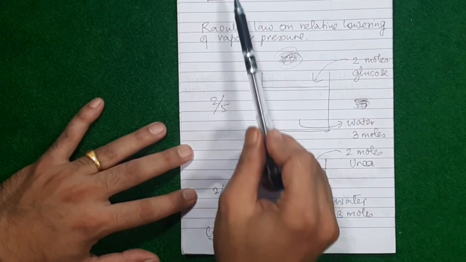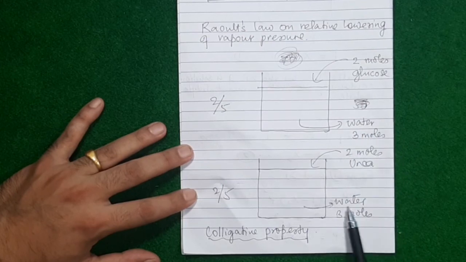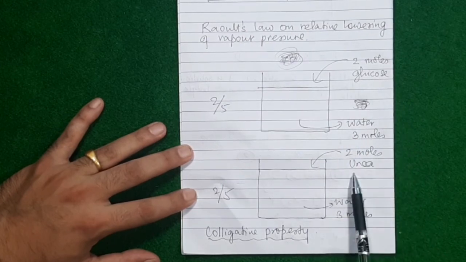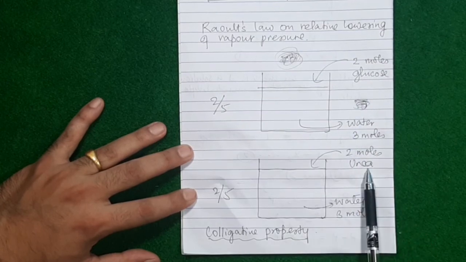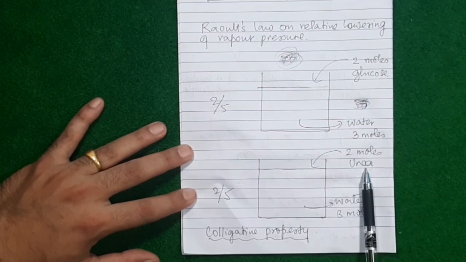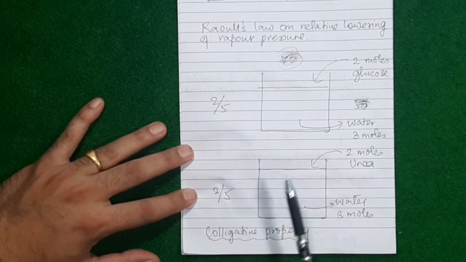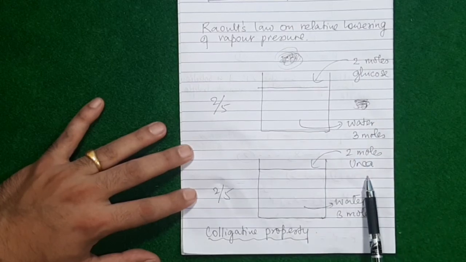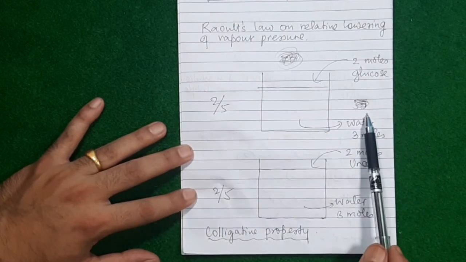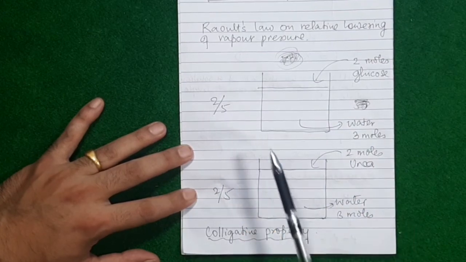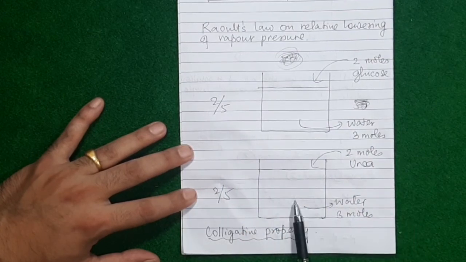So that means the relative lowering of vapor pressure of any liquid will not depend on what you have added. Whether you add glucose or urea or sucrose or fructose or galactose, any non-volatile non-electrolyte solute you add, as long as you add the same number of moles, as long as you have the same mole fraction of the solute, as long as you add the same number of particles of solute, the relative lowering of vapor pressure of this liquid, water, will remain the same. It's 2 by 5 here, 2 by 5 here. So this is a property of a solution.